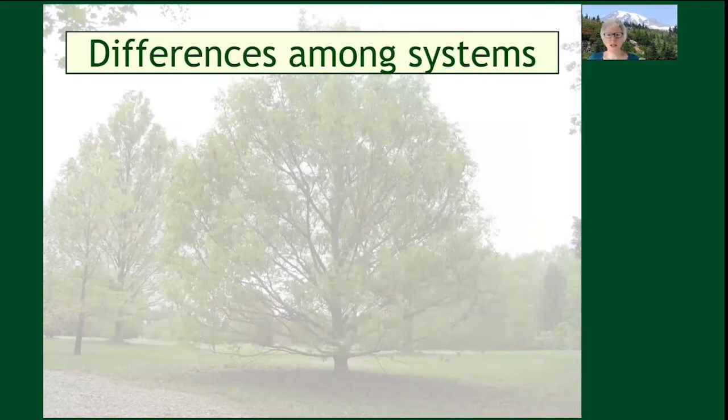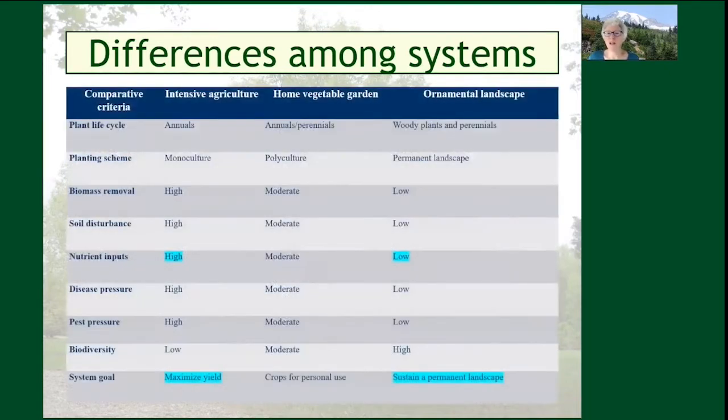These differences I'm going to discuss are on the handout, so you don't have to worry about writing all of this down. We've got three different systems: intensive agriculture, the home vegetable garden, and ornamental landscapes. There are several criteria to consider. The ones we're going to focus on have more to do with nutrients and soil testing than anything else, but it's important to see how these different criteria are going to determine how you're going to manage things.